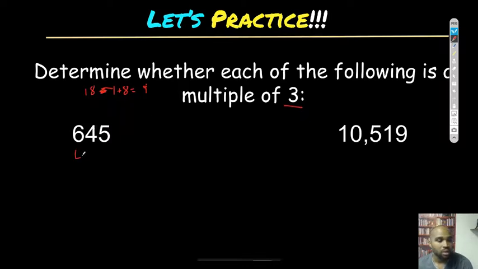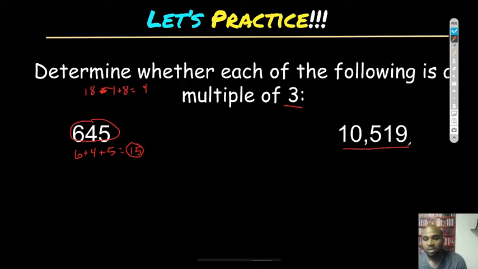So let's add all these up. 6 plus 4 plus 5. 6 plus 4 is 10. 10 plus 5 is 15. Is 15 a multiple of 3? It sure is, because 3, 6, 9, 12, 15. 3 times 5 is 15. So I know that this whole thing is a multiple of 3.